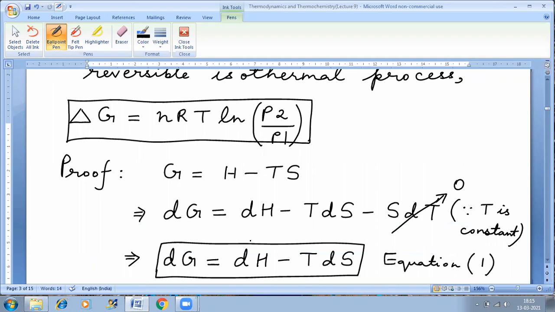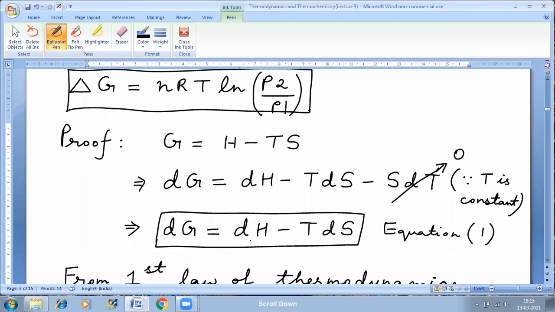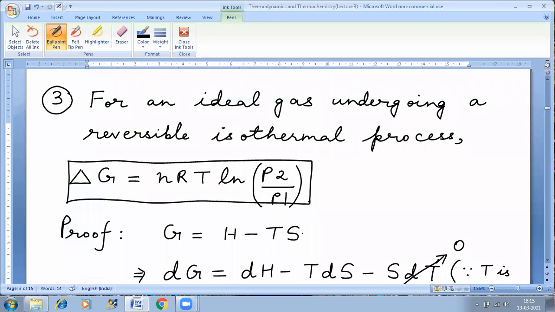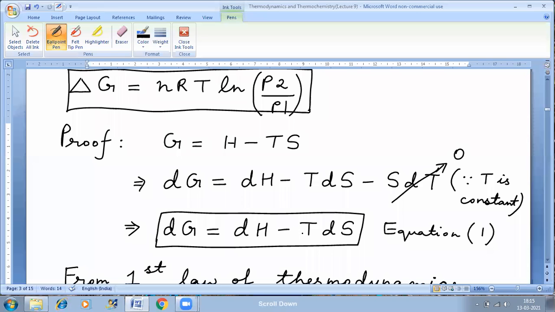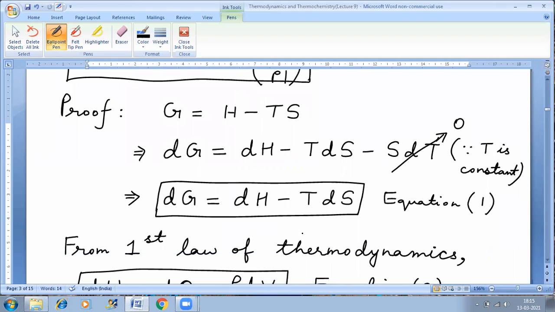Now, how to derive this? So we know that G is equal to H minus Ts, dG is equal to dH minus TdS at constant temperature, because the process is isothermal. Isothermal means temperature is constant. If temperature is constant, dT will be zero. So we will obtain this dG is equal to dH minus TdS. Let this be equation 1.